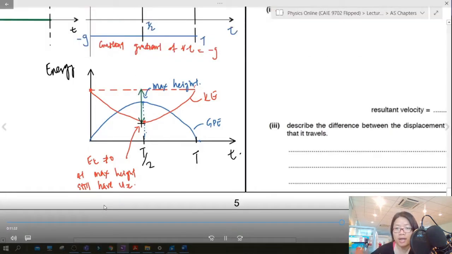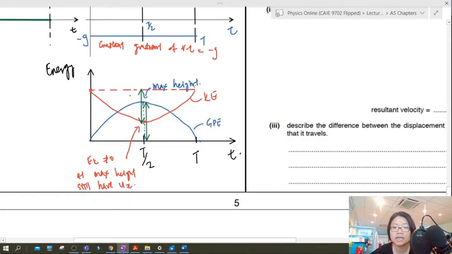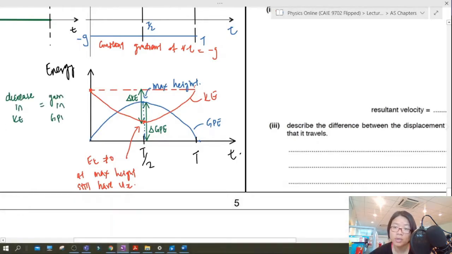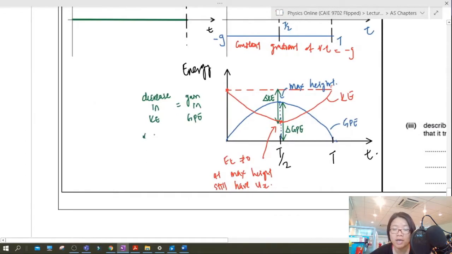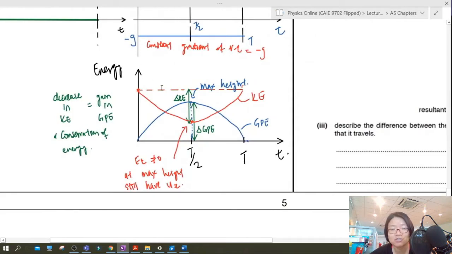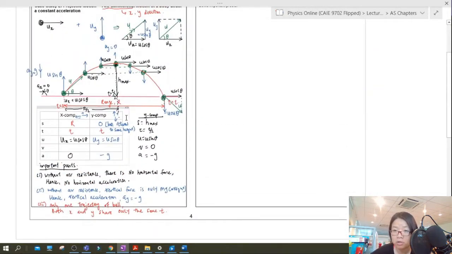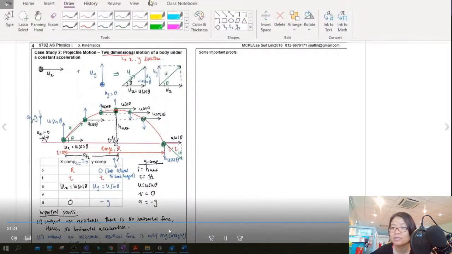Alright, so here is where I like to casually mention conservation of energy. Conservation of energy here means that the drop in KE will be equal to the rise in GPE. Logic, you cannot create or destroy energy. So if your KE decreased by 100 joules, then your GPE should increase by 100 joules. Conservation of energy. So learn to interpret these graphs. And in the next part, we will talk about deriving some important proofs. Okay, so I'll see you there.